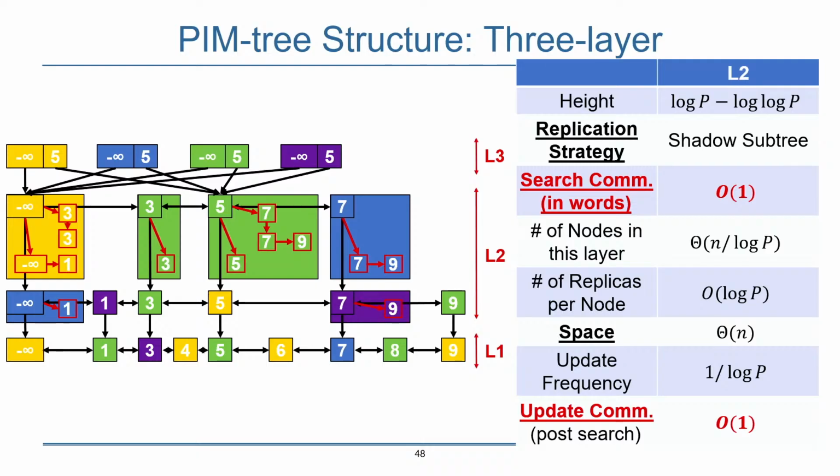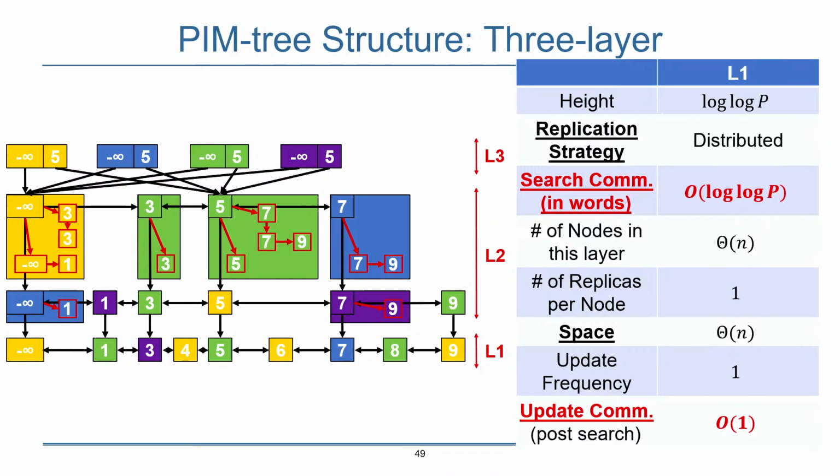And there are n over log p nodes because, again, it's high in the tree. And the number of replicas is log p, because the way to analyze this is to realize that every node is replicated in all its ancestors. And this path has size log p. And update frequency is low again because it's in the middle. So update cost is also constant after the search, the real updates, the writes.